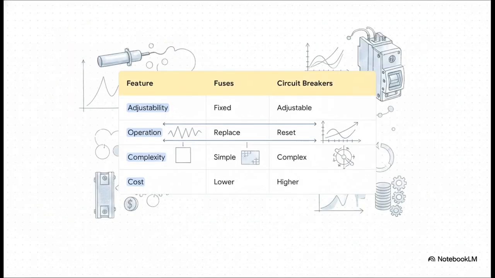So when you put them side by side, what's the real difference? Well, it really boils down to this. Fuses are simple. They have one job and a fixed curve. When they do their job, they sacrifice themselves and you have to replace them. Breakers, on the other hand, are complex and highly adjustable. They give you the power to fine-tune your protection scheme. And of course, you can just reset them. That flexibility and precision is why they generally have a higher initial cost.